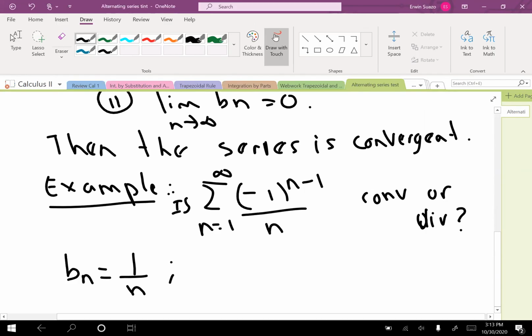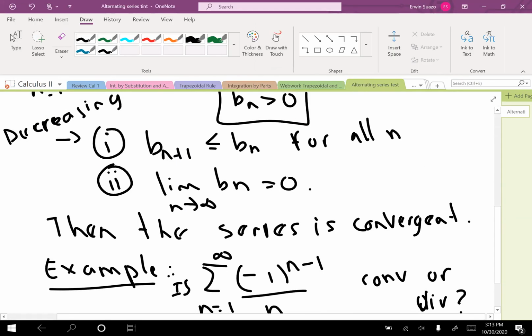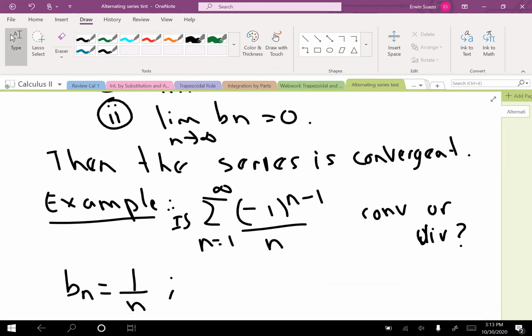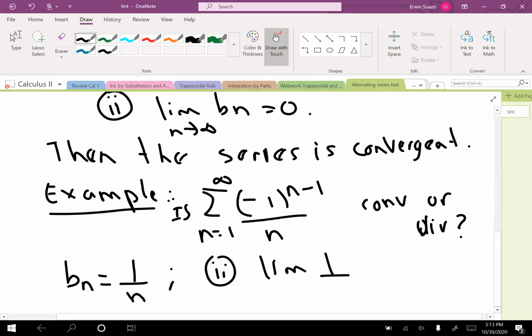So the first part that you need to check is, well, yeah, you can check 2, right? 2 is easier than 1. So 2 is the limit. Does this limit go to 0? Limit of 1 over n when n goes to infinity. Is it 0 or not? Yes or no? Yes, that's the easiest limit we know. This is true. This is 0.